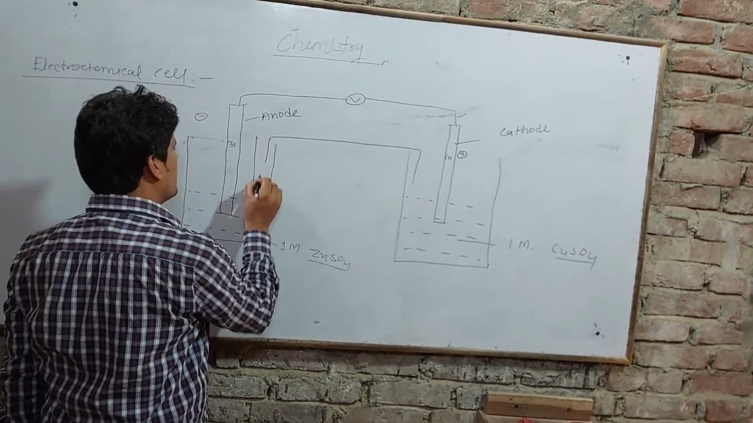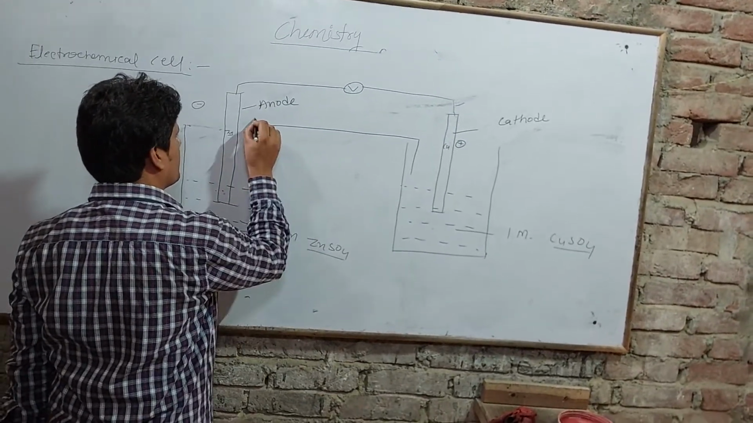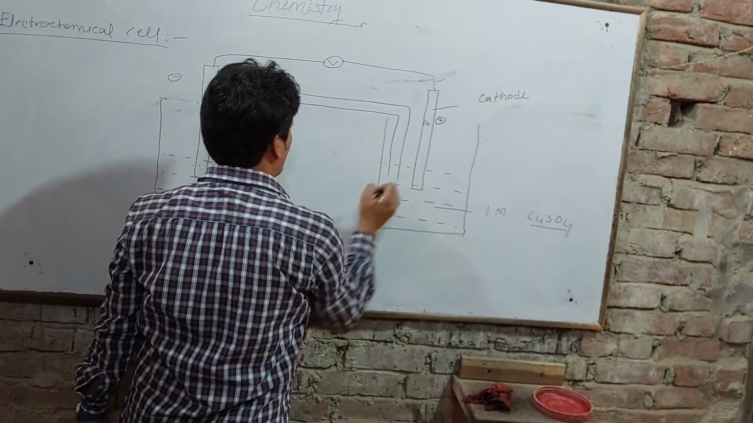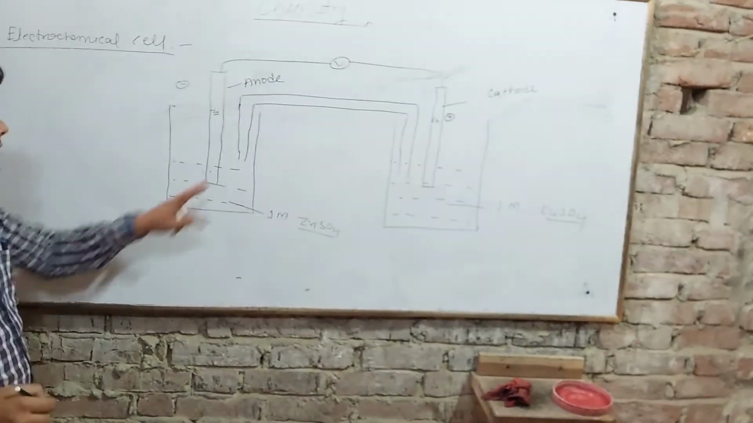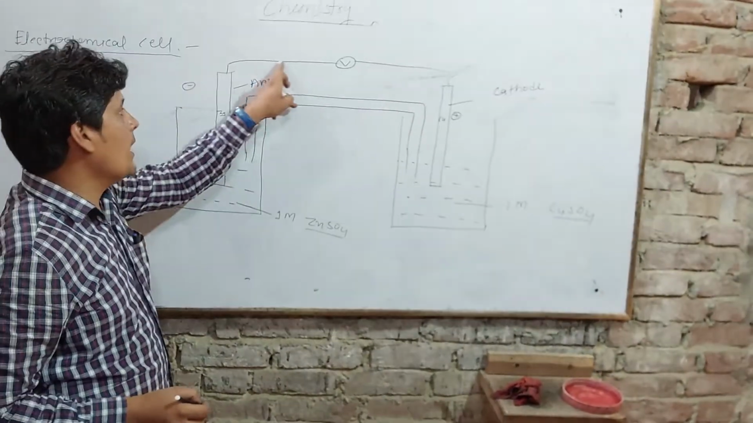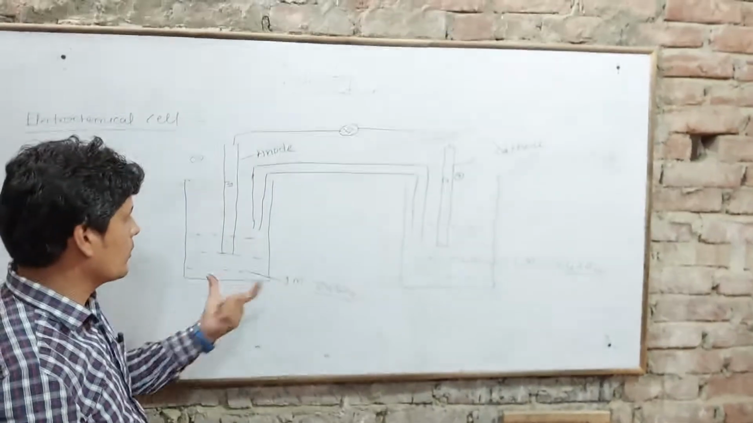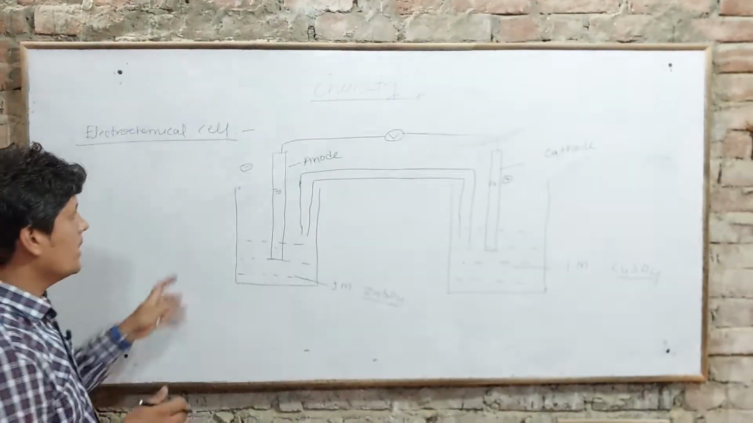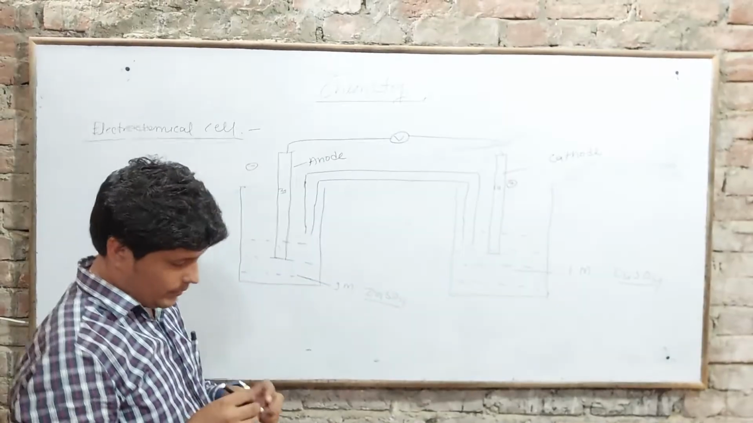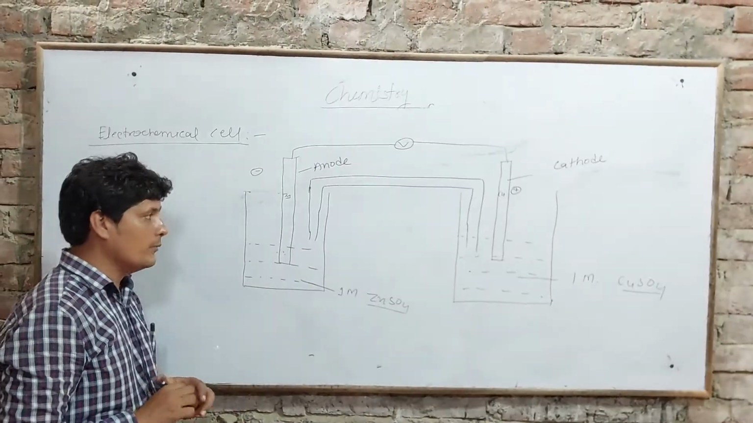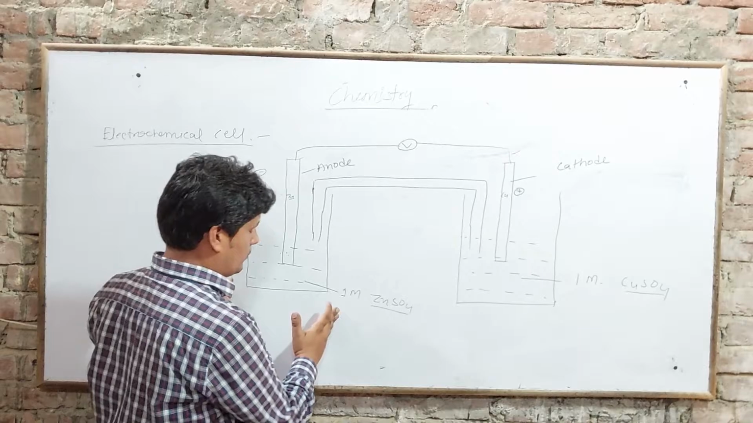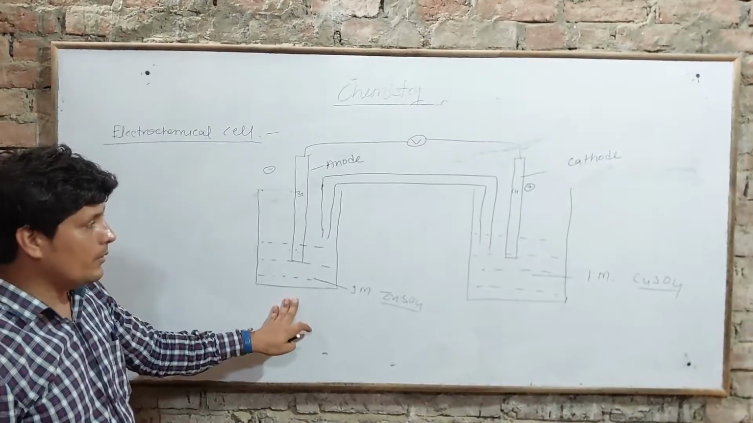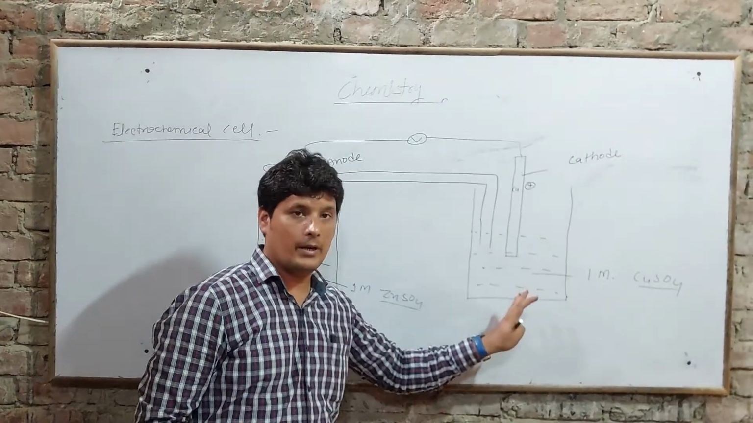Salt bridge completes the inner circuit, while the wire completes the outer circuit of the electrochemical cell. First of all, we discuss this figure. Here we have a figure of electrochemical cell in which we have two half cells: in the first half cell the zinc rod is dipped and in the other half cell the copper rod is dipped.